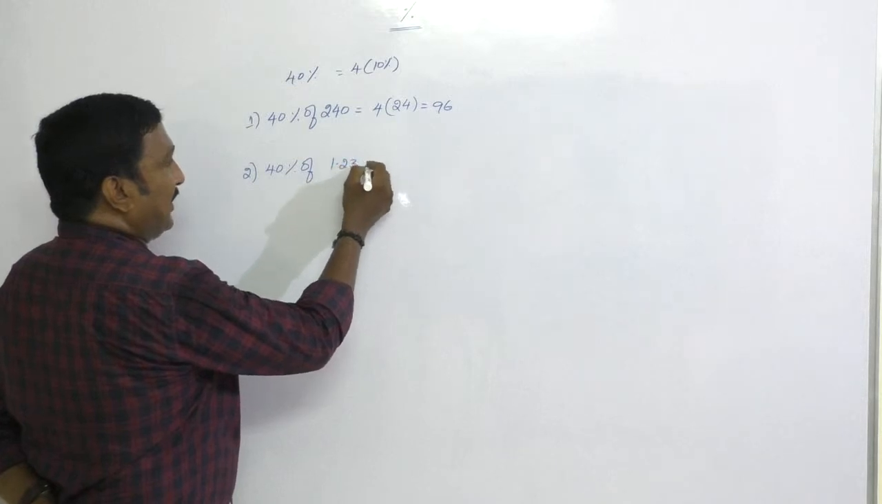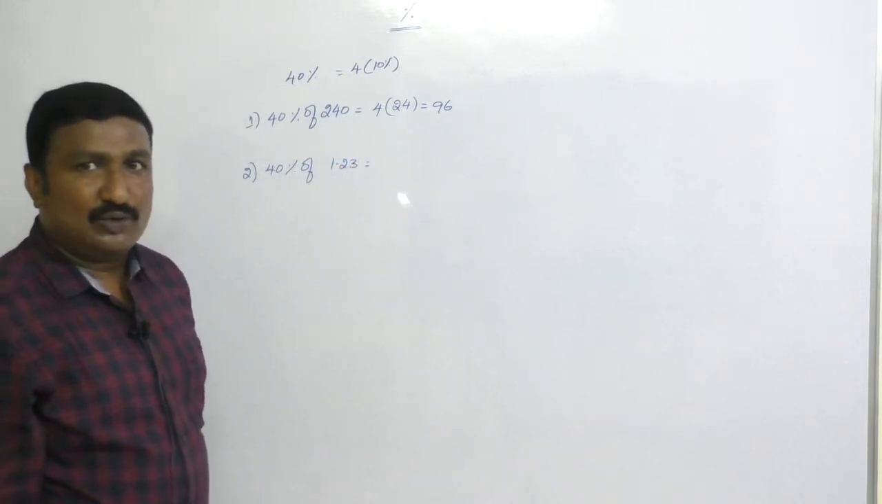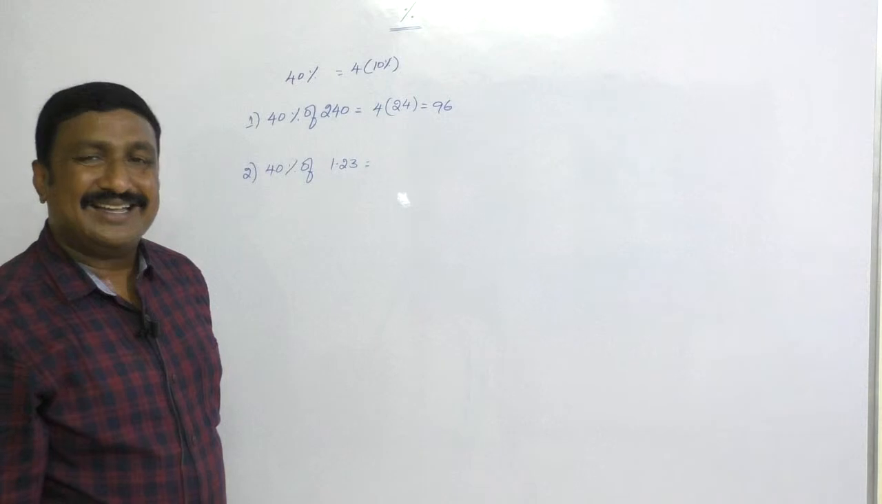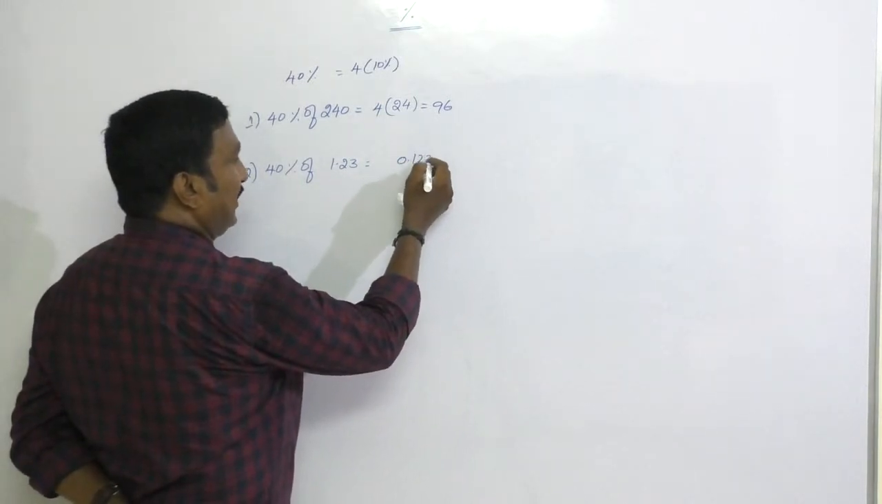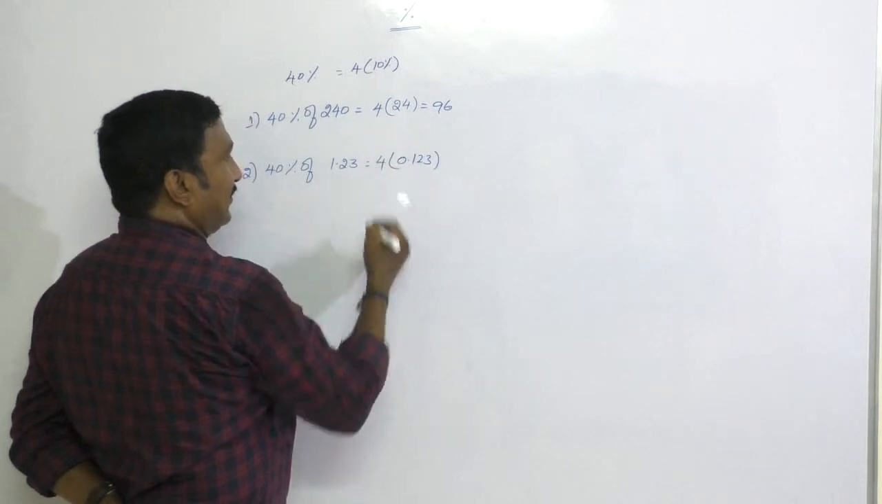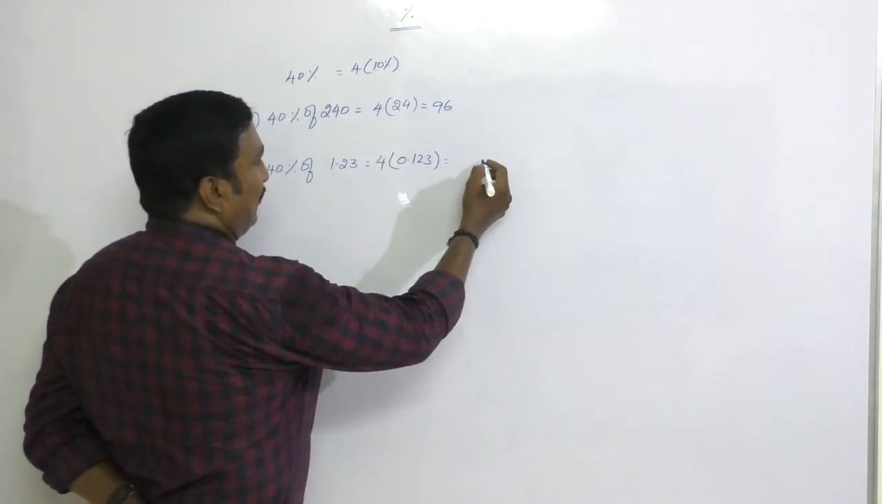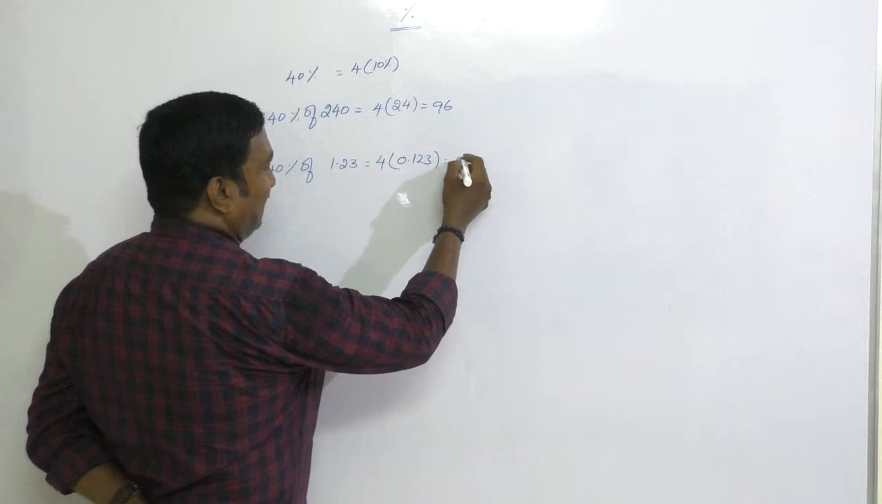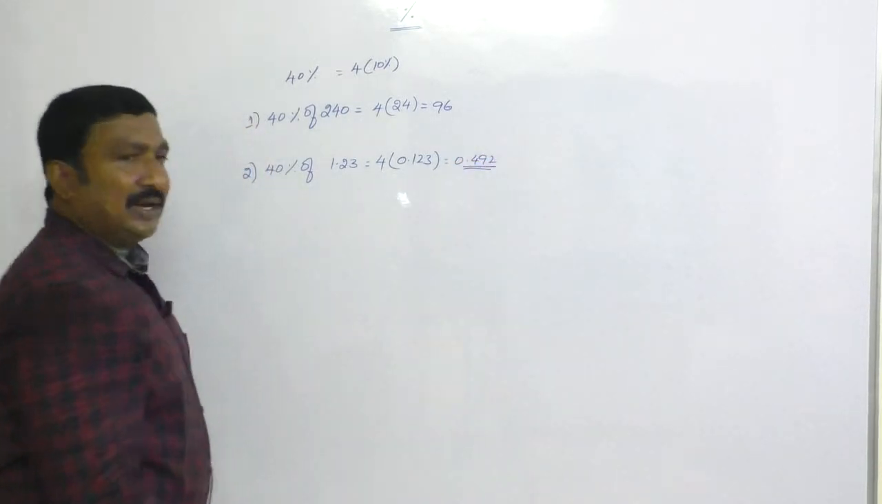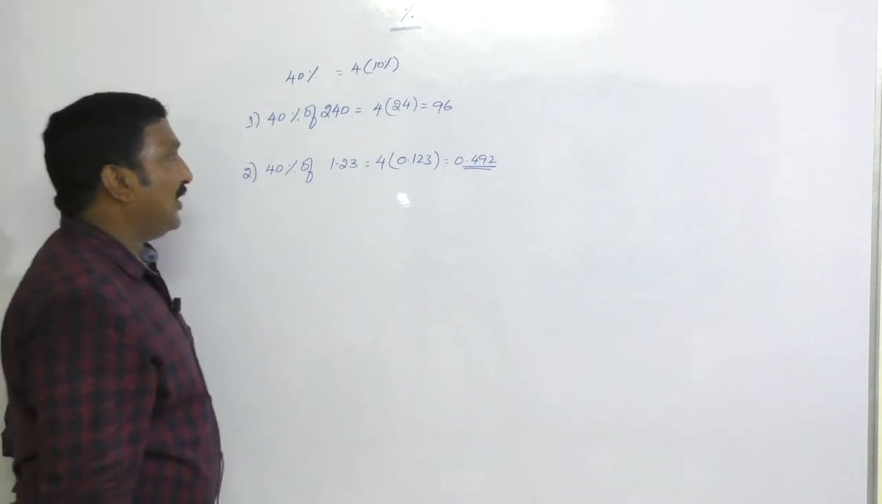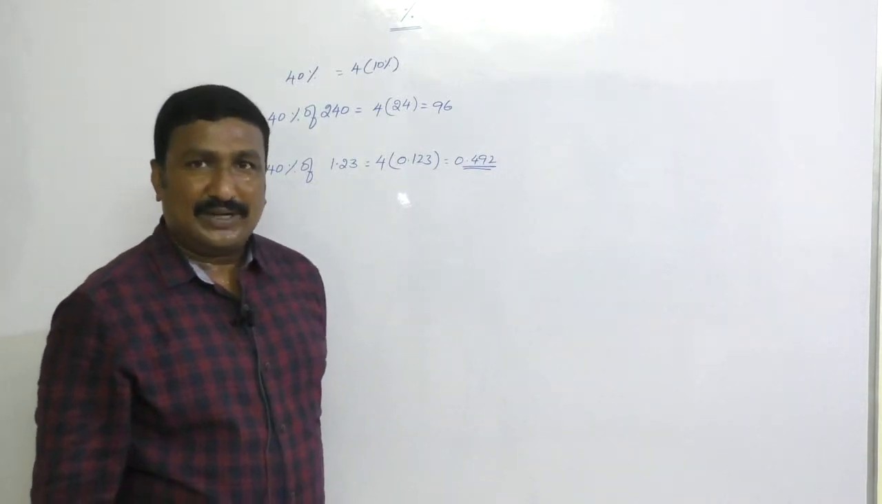Similarly, 40% of 1.23. So what is the 40% of 1.23 means? First you have to calculate 10%. 10% is nothing but 0.123. 4 times of this number is nothing but how much will it come? 4 3s are 12, 4 12s are 48. So 0.492 will come. Okay friends, so like that we can write 40% of any number, right?